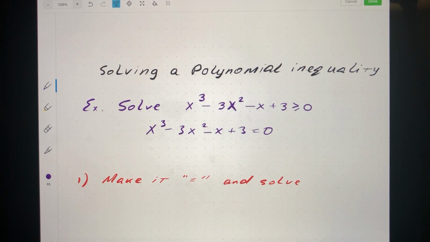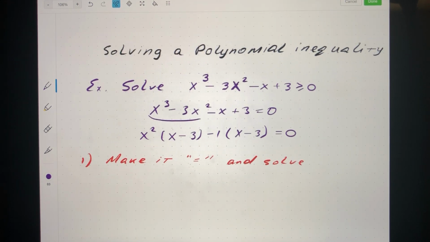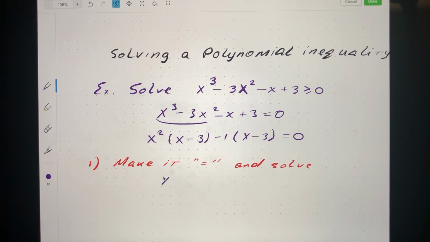So from the first, since we have more than 3 terms, we use factor by grouping. From the first 2 terms, we can factor out x squared, leaving us with x minus 3. From the second 2, we can take out negative 1, leaving us also with x minus 3. And since x minus 3 is the same in both parentheses, we can factor x minus 3 out, and we will get x squared minus 1 in the second set of parentheses.